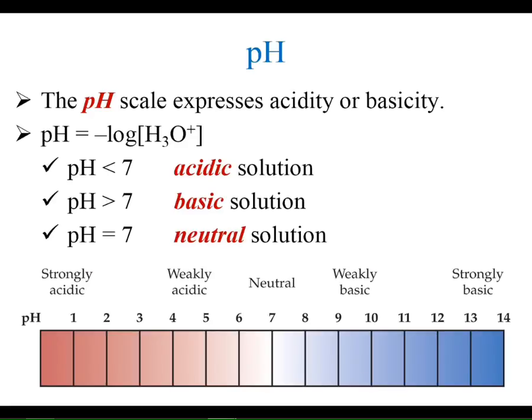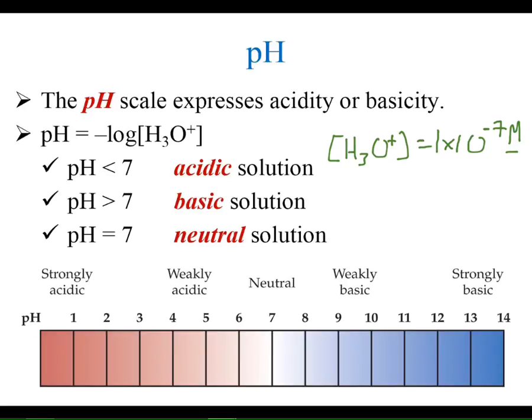So again, in water, we said the concentration of hydronium was 1 times 10 to the negative 7th molar. If you were to try that on your calculator, the negative log of 1 times 10 to the negative 7th, you're going to get 7. So when your acid concentration is the same as pure water, it's just neutral.